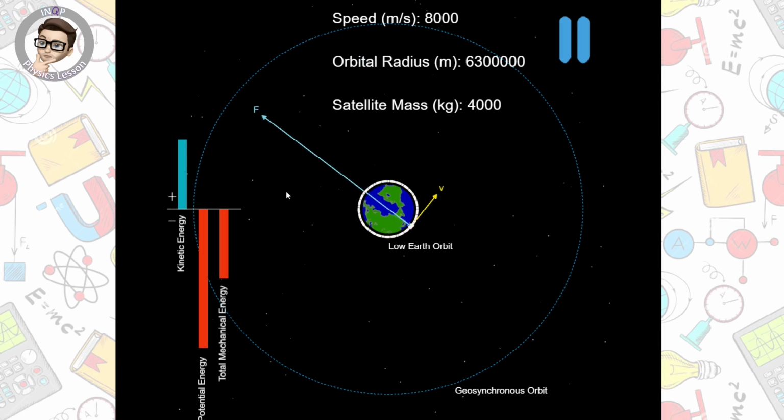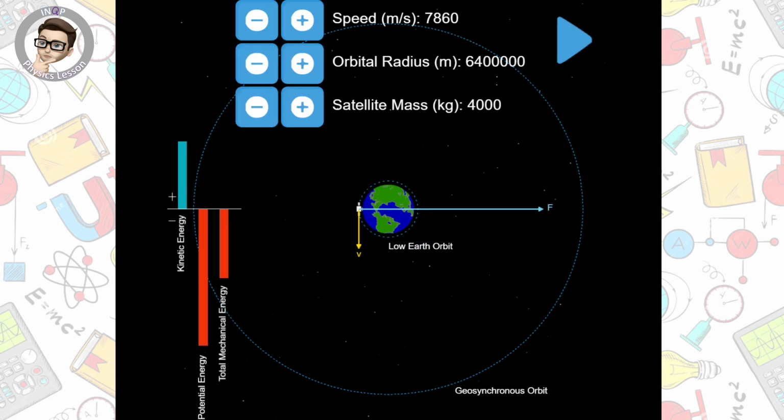And that's why there must be this force, because if there's a change of velocity in time, there must be an acceleration. And if there's a mass and an acceleration, Newton's second law tells us that there must be a force. So this is the centripetal force, which is acting towards the center of our planet. Okay, so let's restart this now.